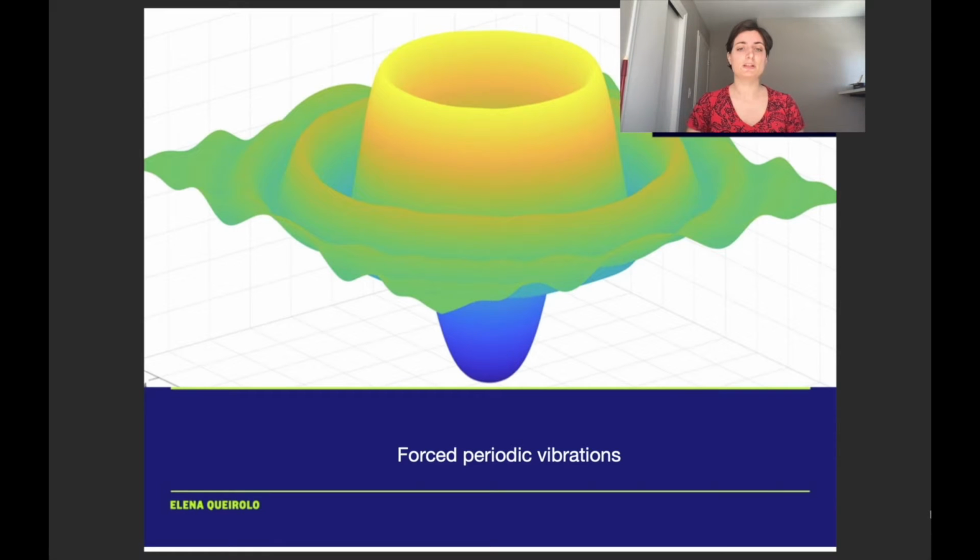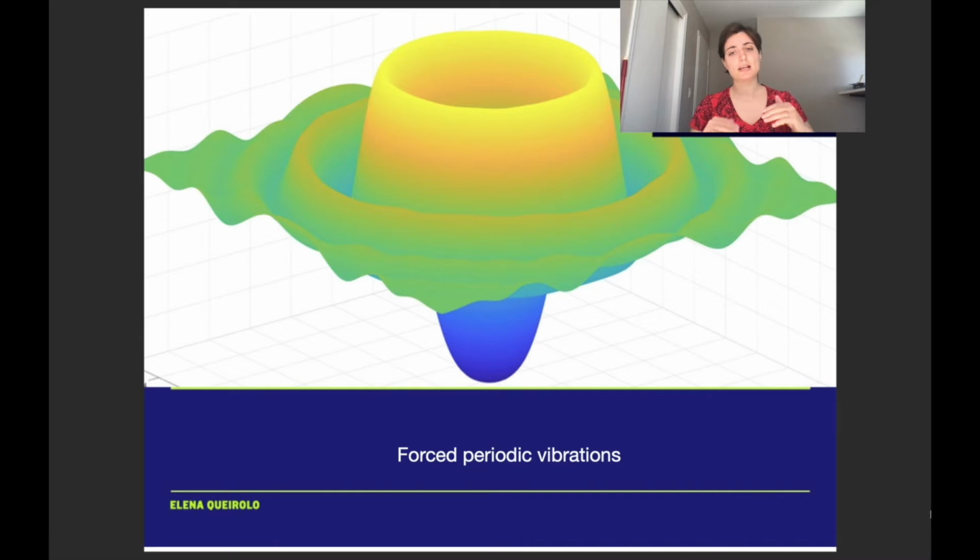The first topic for this week is forced periodic vibrations. So last week we saw how a spring behaves with only damping and gravity being applied to the spring itself. So how if you displace the spring from its stable position, it's going to try to get back to its stable position, and if you have some damping, that will actually get it there, otherwise it starts a periodic vibration.